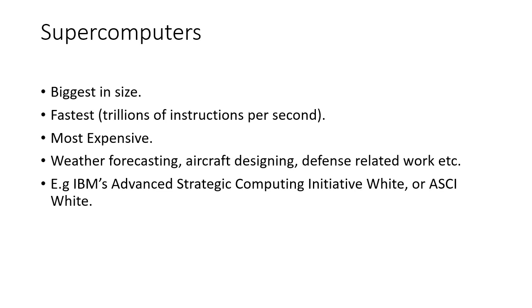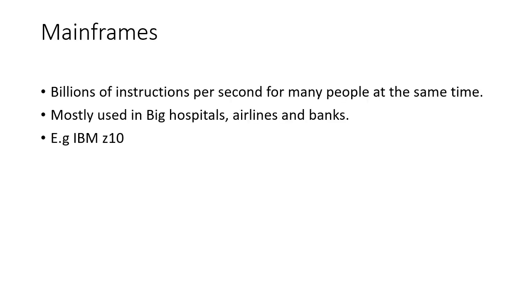Defense-related work involves missile guidance systems, radar systems, nuclear power plants, etc. An example of a supercomputer is IBM's Advanced Strategic Computing Initiative White, or ASCI White for short. Mainframes. Mainframes can carry out a number of tasks. They can execute billions of instructions per second for many people at the same time. They are mostly used in big hospitals, airlines, and banks. An example of mainframes is IBM z10.